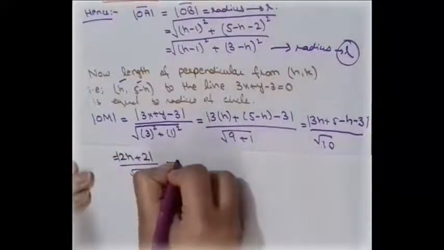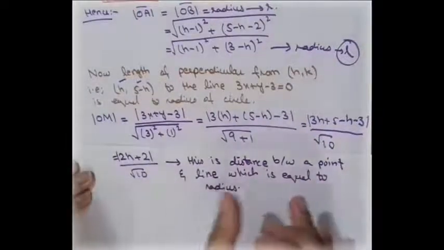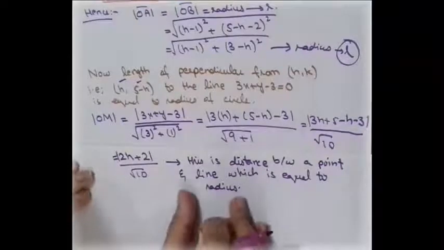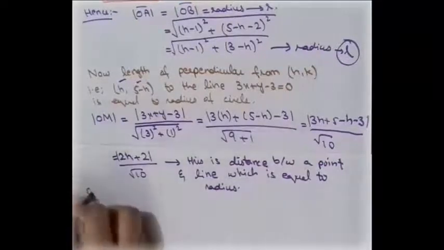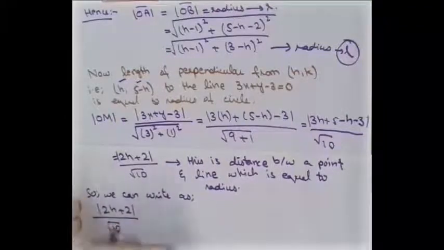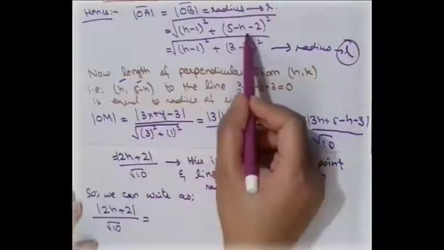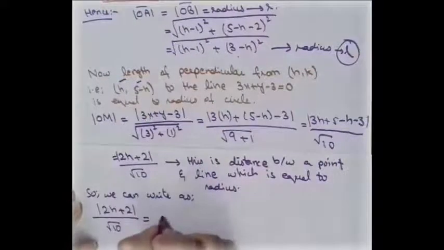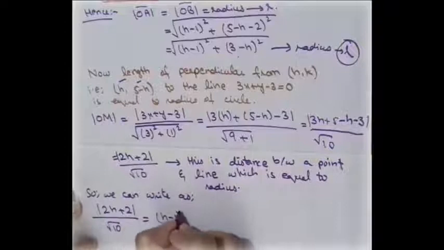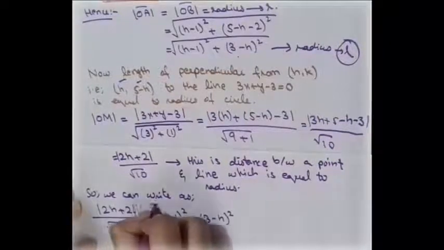So basically what is this value? This is our distance between a point and a line, which, as already said, is equal to the radius. So we can write the magnitude of 2h plus 2, divided by the square root of 10, and this is equal to the radius, and we already calculated the radius in this way. So this is the radius, so we can write it as the square root of (h minus 1) squared plus (3 minus h) squared.